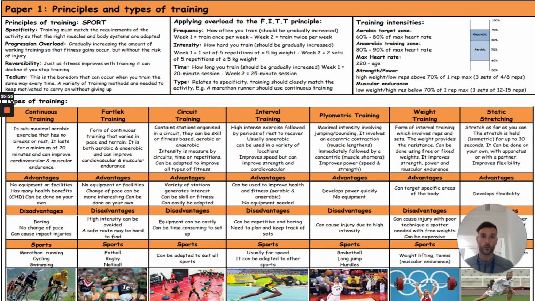Target heart rate zones. To improve your aerobic fitness, you must work at 60 to 80% of your maximum heart rate, and anaerobic 80 to 90. How do you figure out your maximum heart rate? 220 minus your age.